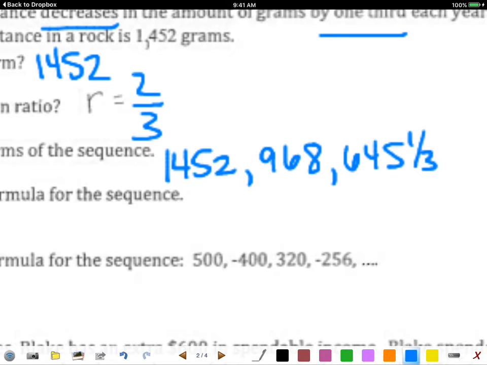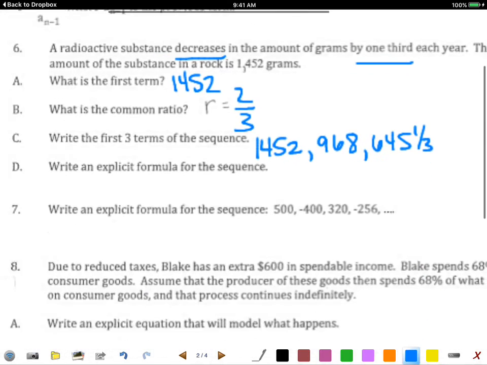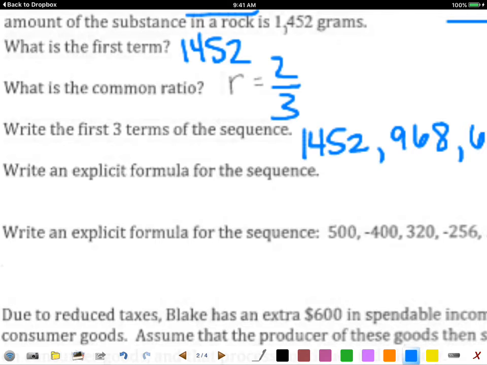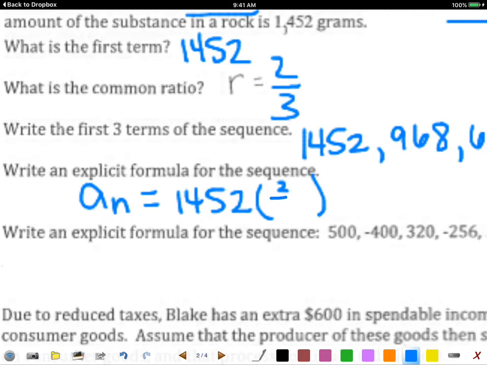Okay. Part D says to write an explicit formula. So here we go. Writing the explicit formula really isn't all that bad once you've figured out the first term and you have the ratio. You're set. So you're going to write A sub n, which is A with a little n, equals your initial term, which is 1,452, times, because that's what we do in a geometric sequence here, and we are multiplying by what? 2/3 to the power of n minus 1. Remember, that's what's in the formula at the top of this page.